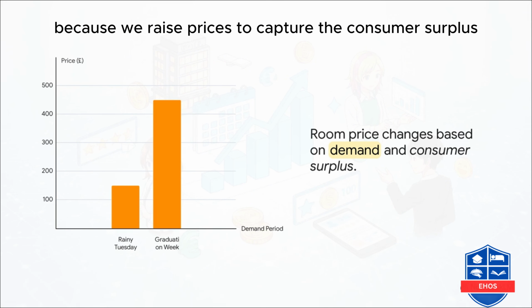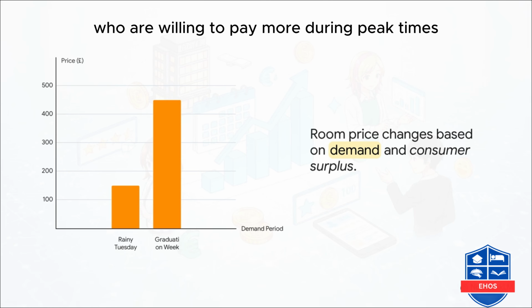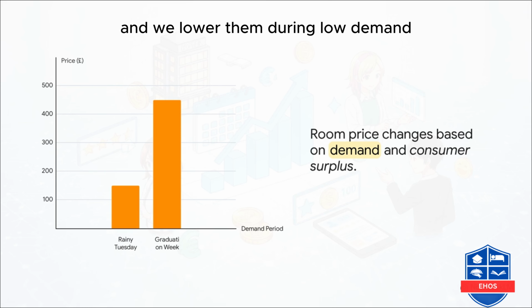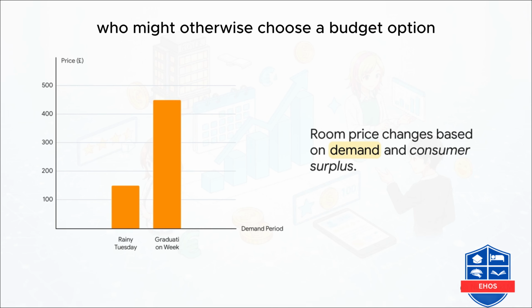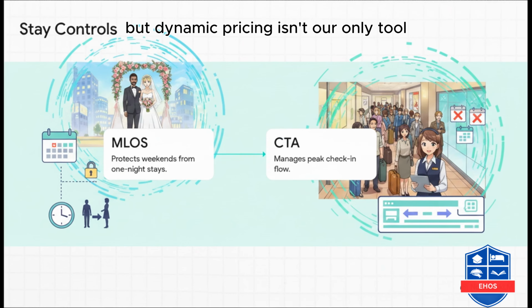Why? Because we raise prices to capture the consumer surplus of guests who are willing to pay more during peak times, and we lower them during low demand to attract price-sensitive travelers who might otherwise choose a budget option. But dynamic pricing isn't our only tool. Managers also utilize stay controls.